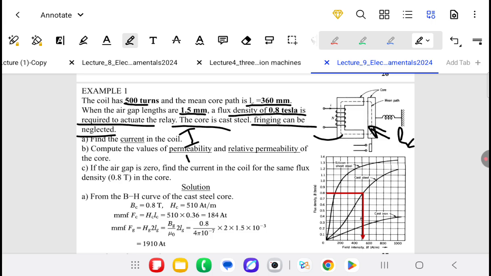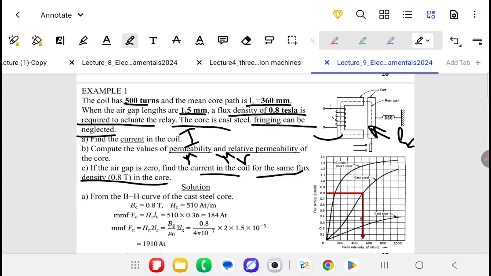The second requirement is the permeability, mu, and the relative permeability, mu r. Last, if the air gap length is equal to 0, meaning the two parts, the movable part and the fixed part, are attracted, then the length of the air gap will be 0. You need to find the current in the coil at the same flux density B equals 0.8 Tesla.